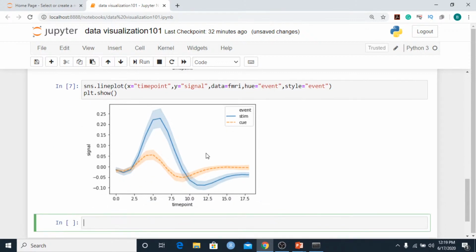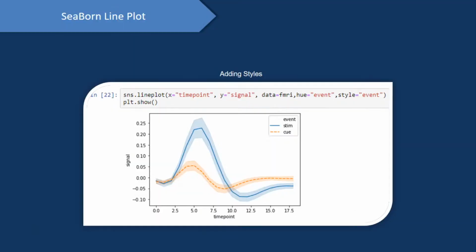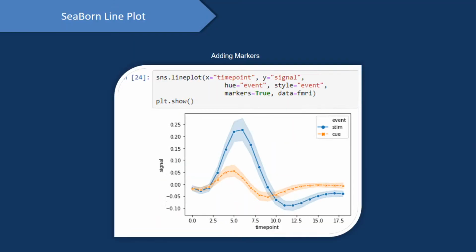And as you see, we've got these two lines over here. The stem event is being represented by a solid line and the queue event is being represented by a dashed line. So just some minor changes which we've done in the plot. Now once this is done, we can also add markers over there.